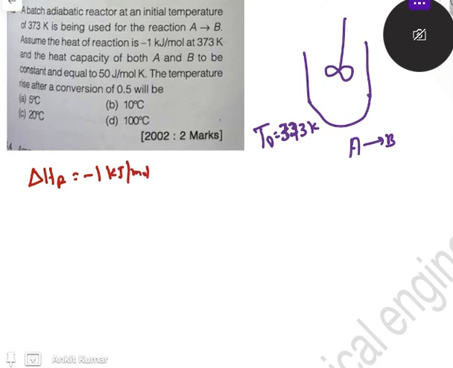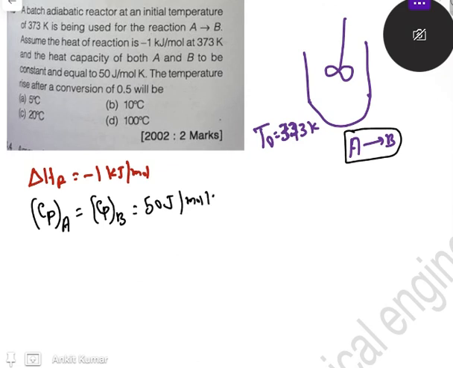So in this particular problem, I'll suggest that every time you see a question, try to see the units. It's very important, because most of the time you'll see all of these parameters have different units. So there is high probability of making some kind of silly mistakes. And delta H of reaction is given, and the heat capacity of both A and B is equal. So Cp of A equals Cp of B, which is equal to how much? 50 joule per mole Kelvin.